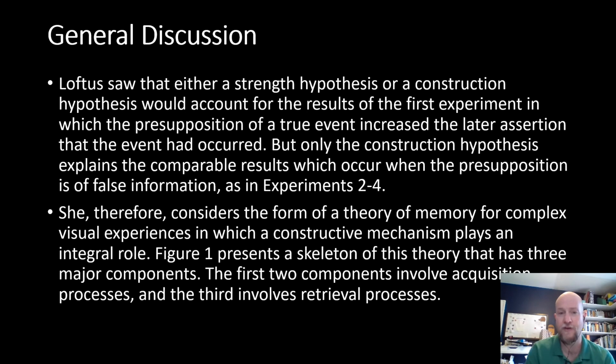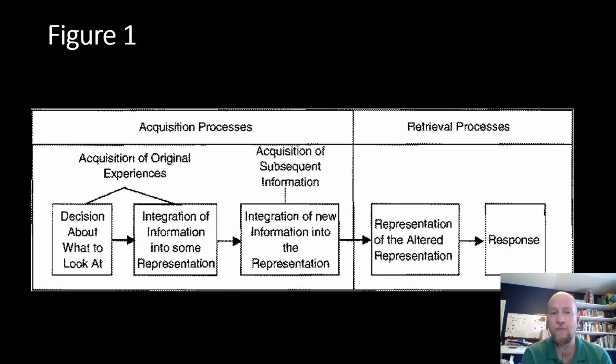So let's look at that figure. This is directly from the article. As you can see, there's a split between the acquisition processes and the retrieval processes. So in the acquisition, we have this basic idea of deciding what to look at, right? These are fast, complex visual experiences. Everything's happening very quickly. You're not necessarily paying attention to a stop sign or whether or not there's a center line or a bus, for example, or a barn in the case of one of the middle experiments there.